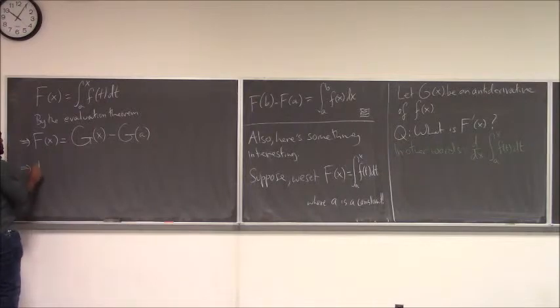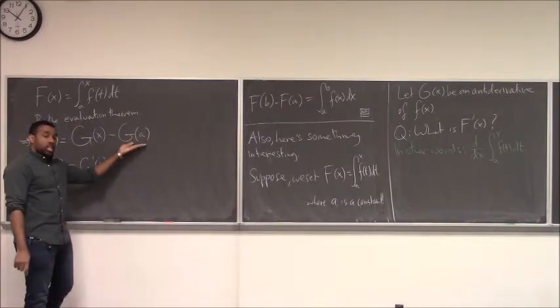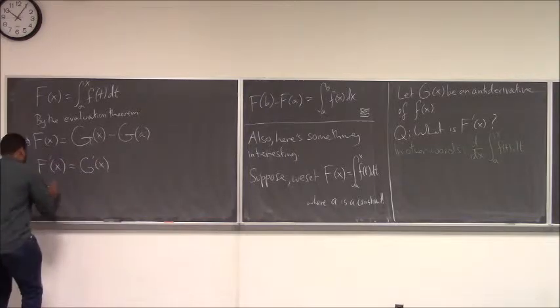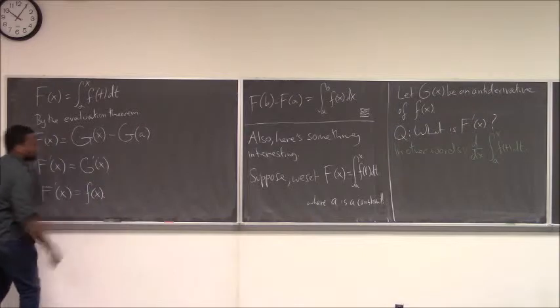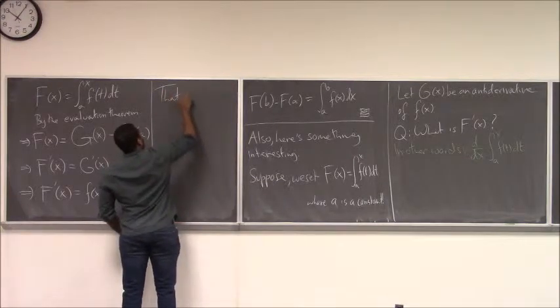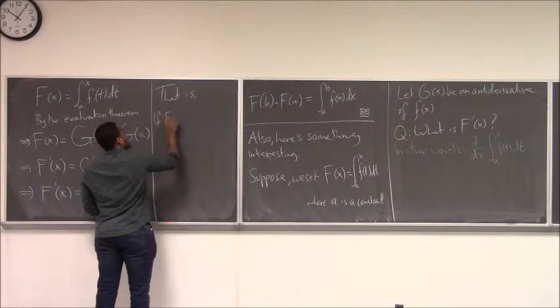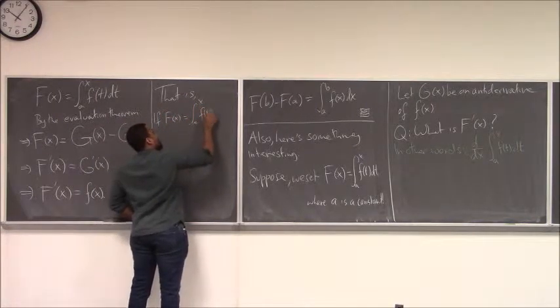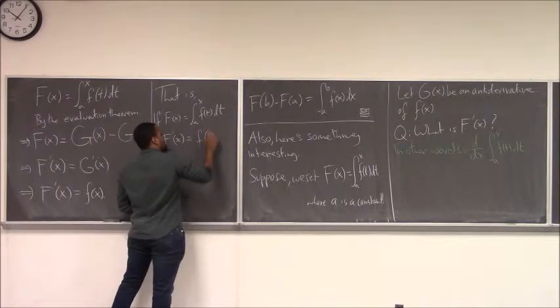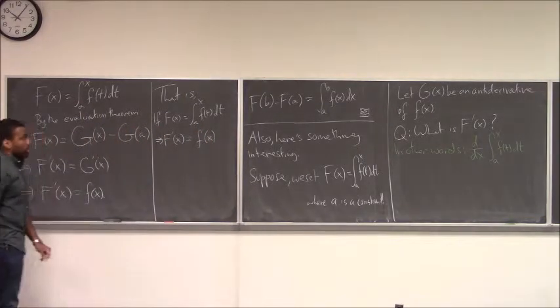Now what I can do is I can find the derivative of both sides. Now the derivative of g of x is just going to be g prime, and the derivative of g of a is just going to be 0 because it's a constant. In other words, taking big F prime gives me g prime. But what is g prime? Well, g prime is f because it's an antiderivative. That is, if I have a function that's defined as an integral, and I differentiate that function, the result will just be the original function that I was trying to find the integral of in the first place.